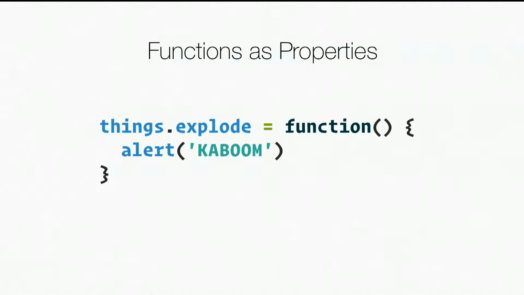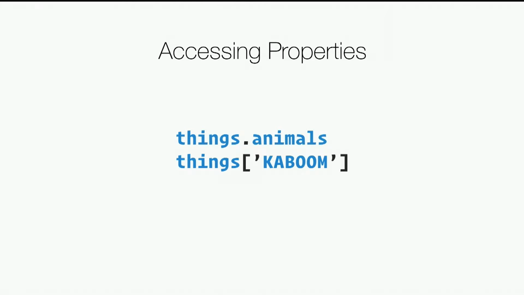How do we get to properties once we've defined them? Two ways. Using the dot refinement operator or the square bracket operator, just like an array, in which case you pass in a string. When can we use the dot? When the property name follows the naming rules for JavaScript variables. In other words, no spaces, it doesn't start with a number, that sort of thing.